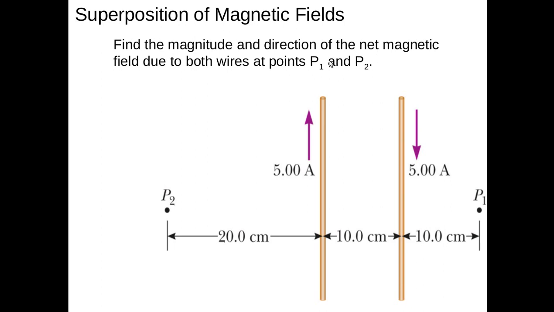So let's talk about point P1 first. There is a magnetic field at this location due to this wire and due to this wire. So let's use the right-hand rule for the wire on the left.